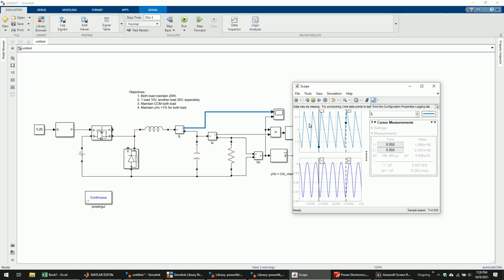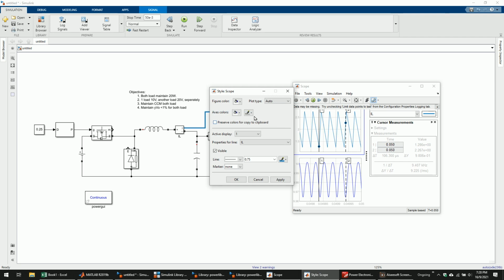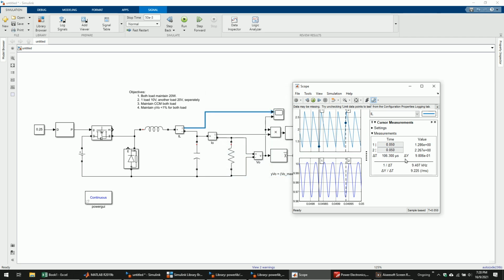So maybe I change the style. This one change to black. Now it's much more clear. You look here, the minimum current. Look at the first one, because this is the first one. 1.28. So that means it is more than 0, and more than 0 means that it is a continuous current mode.